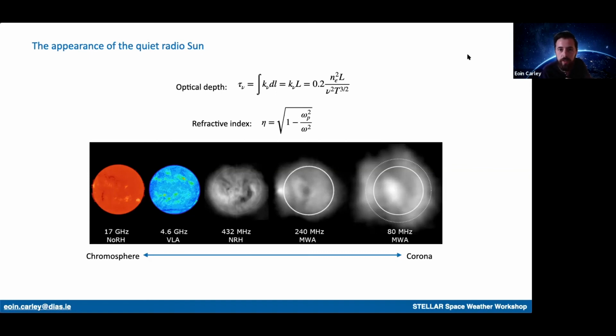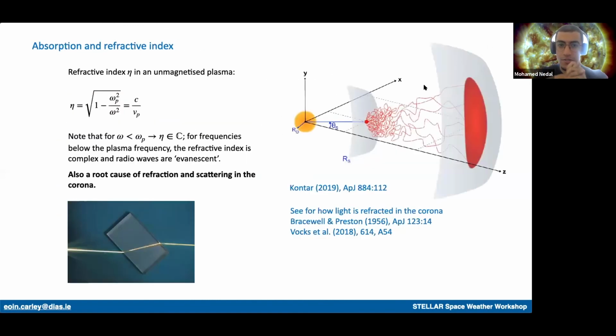I think Mohammed has a question. Yes, it's just a quick question. I was wondering what is the highest frequency in the radio band that we can theoretically observe, or what's the lowest height in the solar atmosphere that we can probe using radio emission?